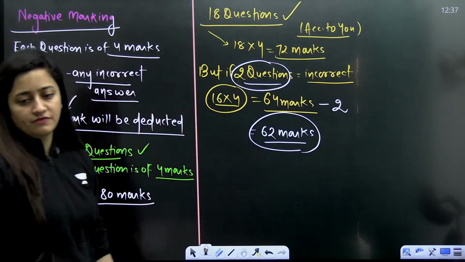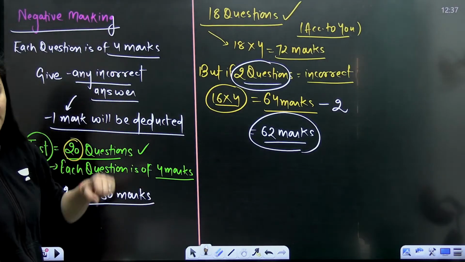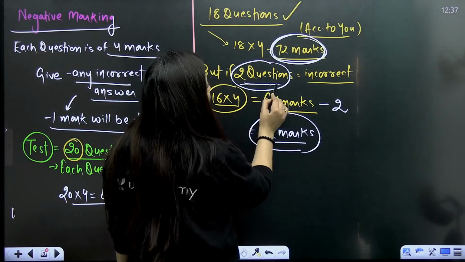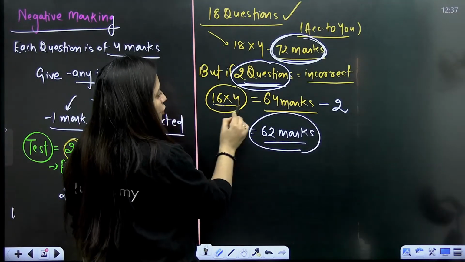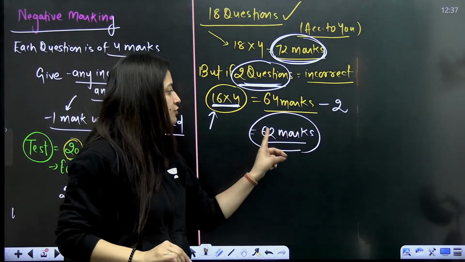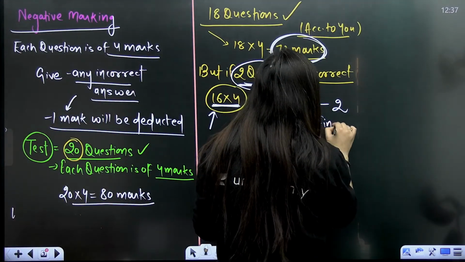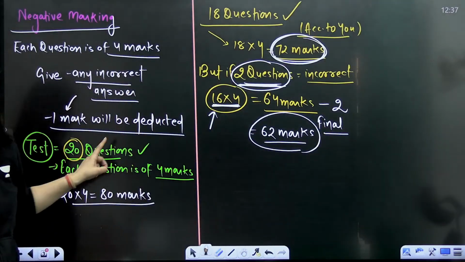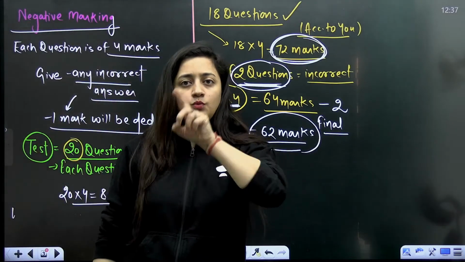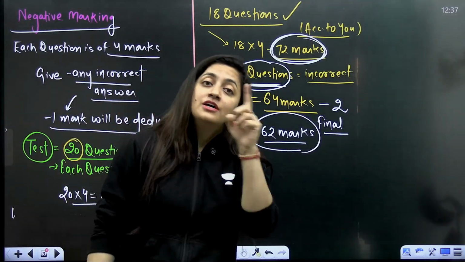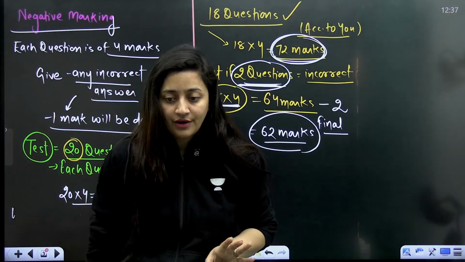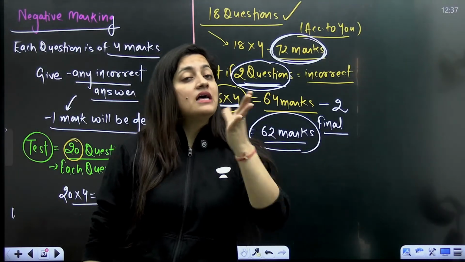That is the maths of this negative marking. Imagine you were expecting 72 marks, but you marked 2 answers incorrectly. So the correct number of questions is 16, so 16 into 4 will be 64 minus 2. The final marks will be 62. So this is what we need to learn in this journey: yes, we need to mark the answers, but accuracy is very important. Otherwise, we will lose marks in negative marking.